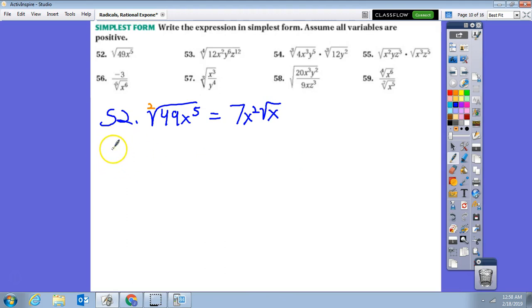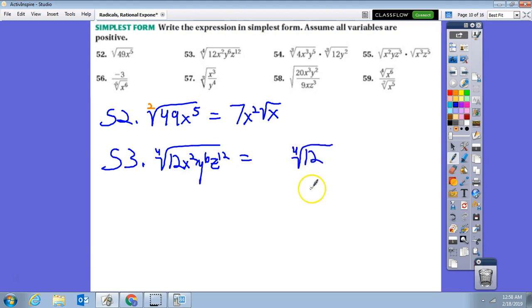You can do the same thing with one even as ugly as number 53, where you've got the 4th root of 12, x to the 2nd, y to the 6th, z to the 12th. I'm not going to beat you over the head with these, but with the 4th root, remember 2 to the 4th power is 16, so the 4th root of 12 is going to stay inside. 4 does not go into 2, so it's x squared. 4 does go into 6 once, y to the 1st, with 2 left over, y squared. 4 does go into 12 3 times, so z to the 3rd, and none left over, so no z's left over on the inside. Again, the variables should be the easier ones when it comes to seeing what comes out of the radical and what stays in.